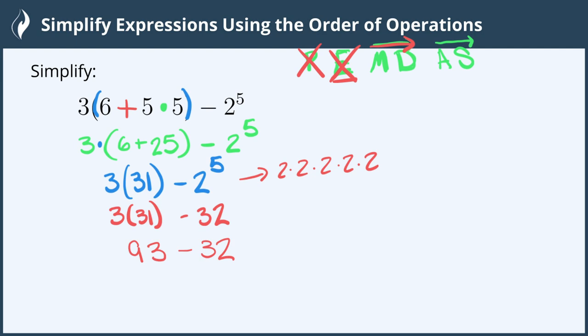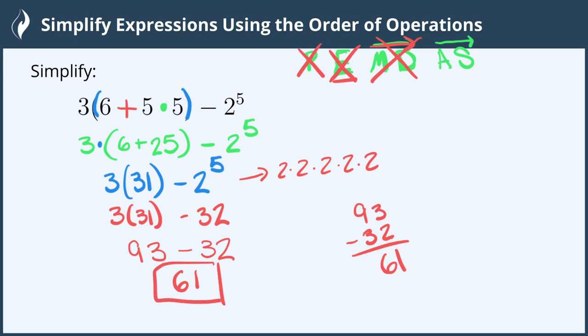Now that we've completed all of the multiplication and division operations, we move to adding and subtracting from left to right. Since I only have one of those, which is subtracting, I'm going to subtract 93 minus 32. And if you're doing this by hand, I like to line these up so that the place values are in line, and we can just do 3 minus 2, which is 1, 9 minus 3 is 6, which gives us 61. And now we've simplified our expression using the order of operations.